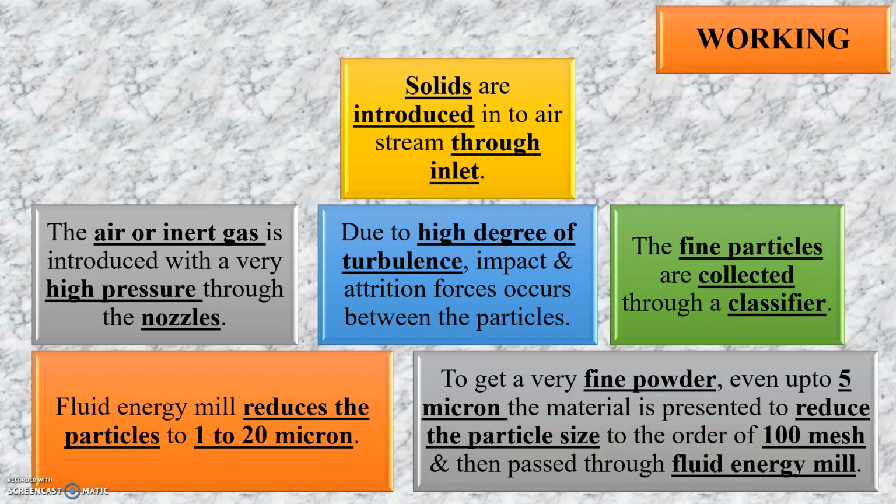To get a very fine powder, even up to 5 micron, the material is pre-treated to reduce the particle size to the order of 100 mesh and then passed through fluid energy mill.